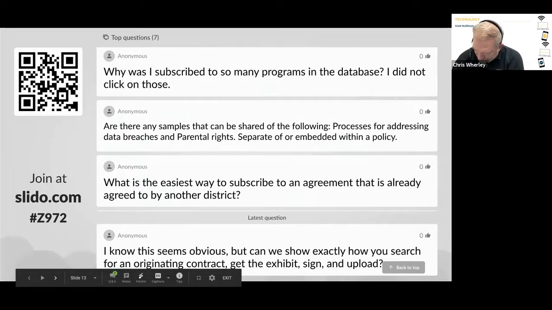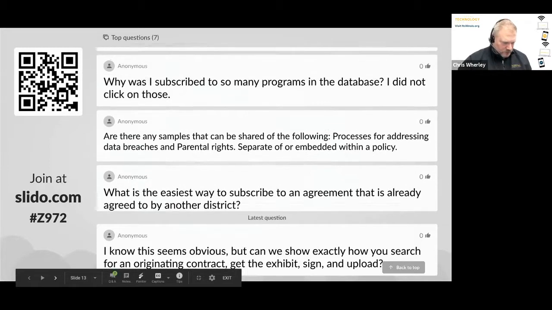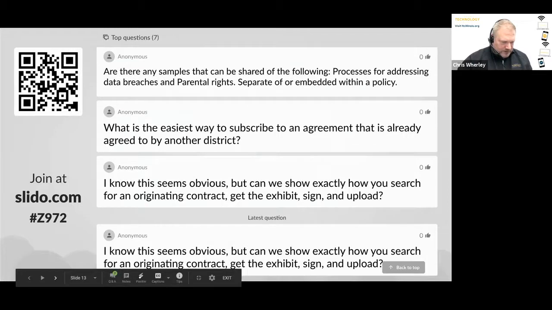I think I have a few more questions here, and then if I can't get to all the questions, I will. Are there any samples that can be shared of the following processes for addressing data breaches and parental rights, separate or embedded within a policy? Again, I don't have the answer to that question, but I'll definitely find out some of that stuff as well.